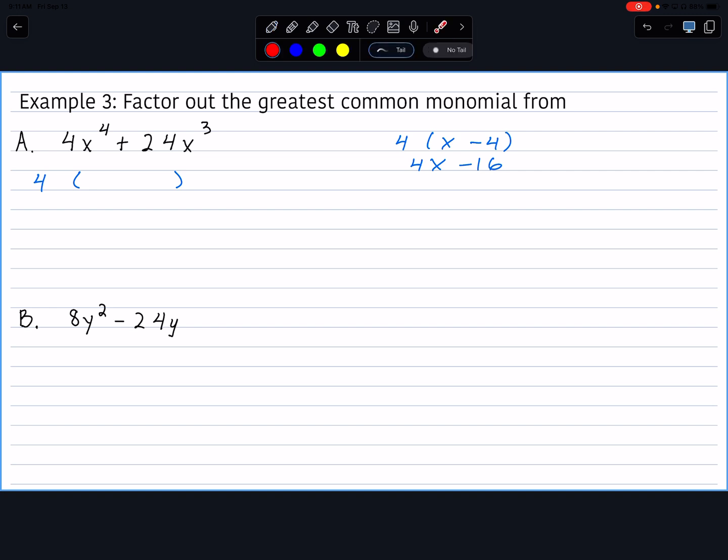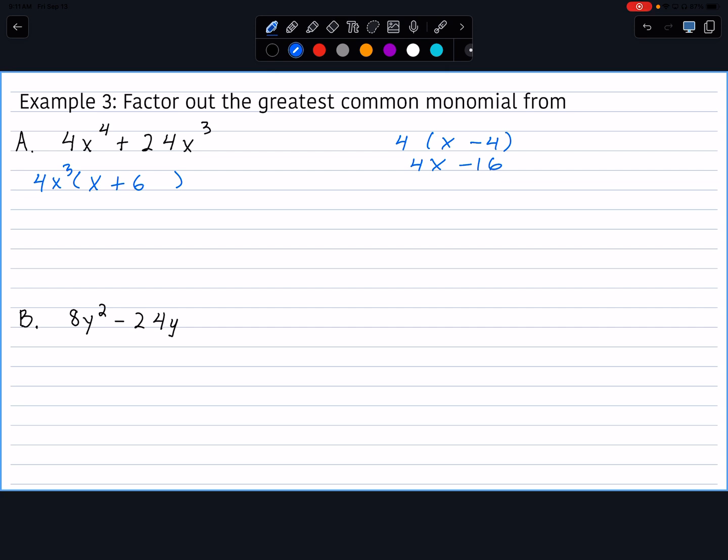Then I look at the two variable terms and I ask myself, what is the largest thing that divides into both of them? In this case, both of them are divisible by x cubed. So I'm going to pull out that x cubed. From there, we have to figure out what's on the inside. So I take 4x to the 4th and divide it by 4x cubed. 4 divided by 4 is 1. X to the 4th divided by x to the 3rd is just x. Then I take 24 divided by 4, I get 6. X cubed divided by x cubed is 1. So that's our final answer on that one.